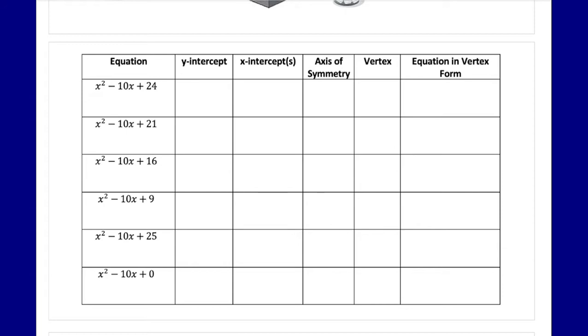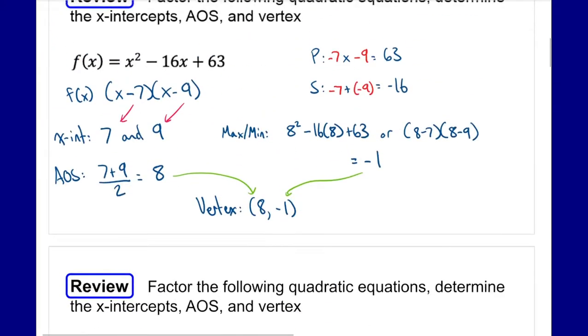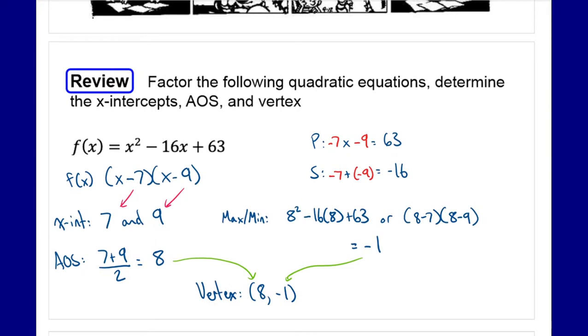You can find the y-intercept easily because the y-intercept is just this last value here. But to find the x-intercepts, the axis of symmetry, the vertex, and then put it into vertex form, which again is y equals a(x minus h) squared plus k, we can follow the same steps that we had previously just done. Right? So the steps that we just did here can help us go through and fill out that table.